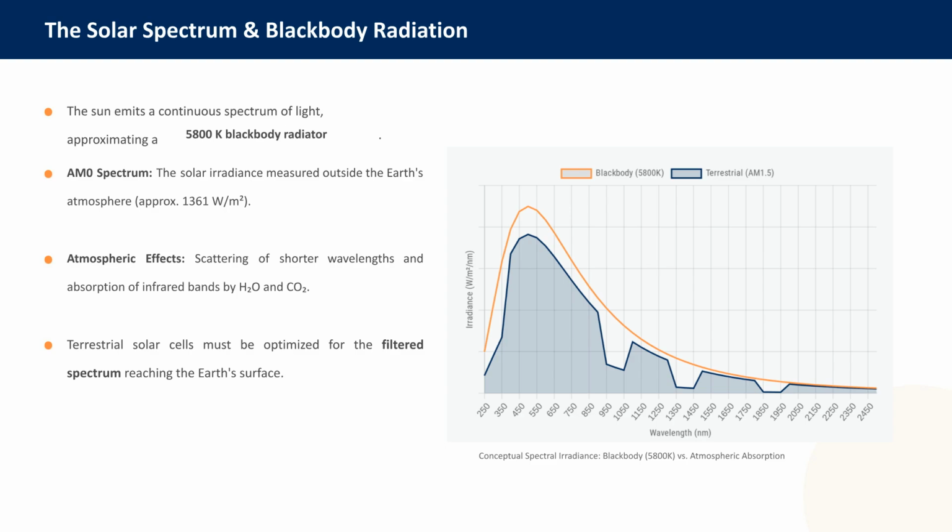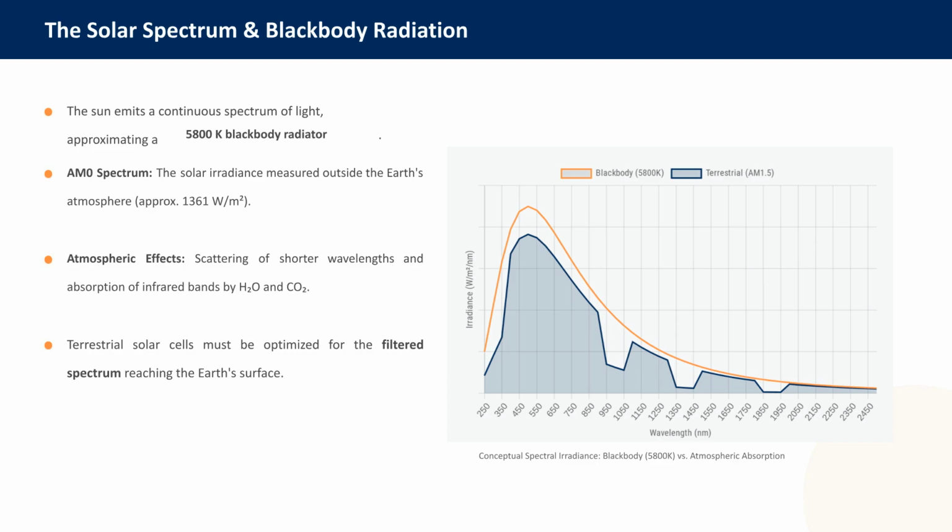To understand this spectrum mathematically, we model the sun as a blackbody radiator. According to Planck's law of blackbody radiation, any object with a temperature above absolute zero emits a specific distribution of electromagnetic radiation. The surface temperature of the sun is approximately 5,800 K.